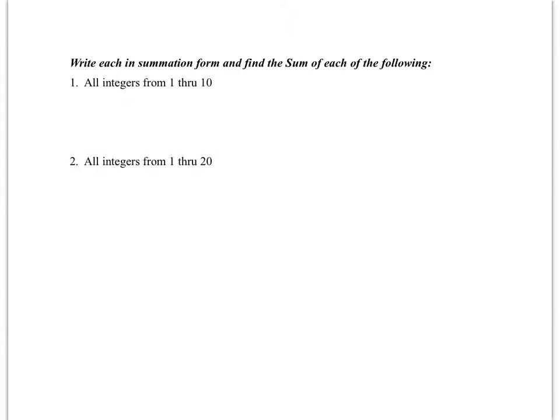Okay, so if we look at this problem right here, we're asked to find the sum of the first 10 integers, from 1 through 10. So what we're saying here is that's 1 plus 2 plus 3 plus 4, all the way up to plus 9 plus 10. If I add all those up, I'm going to get 55. The summation form of this is going to be the sigma n equals 1 to 10 of n. In other words, our arithmetic rule is just going to be n.